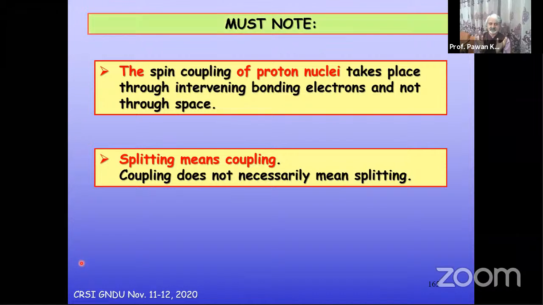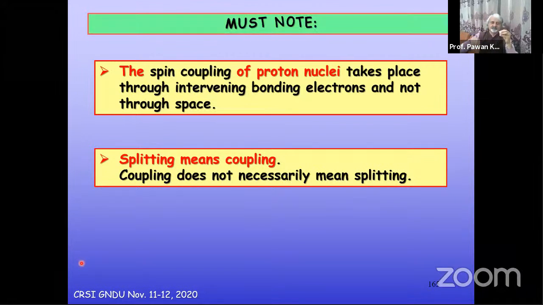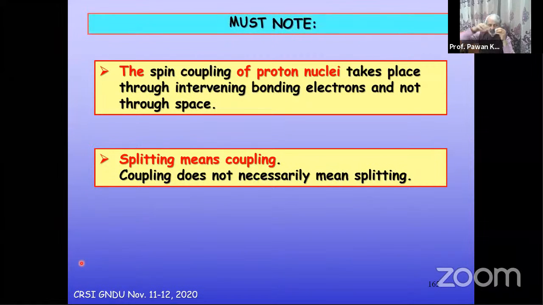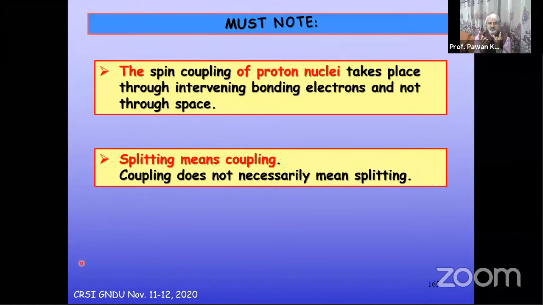You can remember it in this way, that suppose we have a big protein which is having a quaternary structure where you see 2 hydrogens which are close in space to each other, but they have 1000 bonds in between. Even if they are very close, let us say within 2 angstrom to each other, they would not couple each other, because now there are 1000 bonds and the coupling cannot relay through that. So the spin coupling of proton nuclei or other nuclei takes place through intervening bonding electrons and not through space.